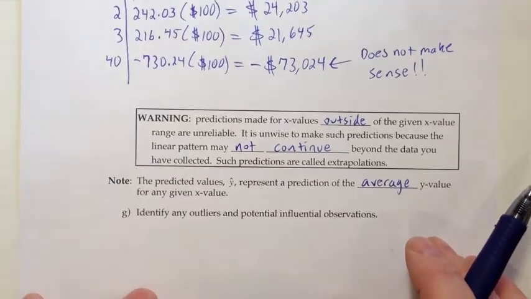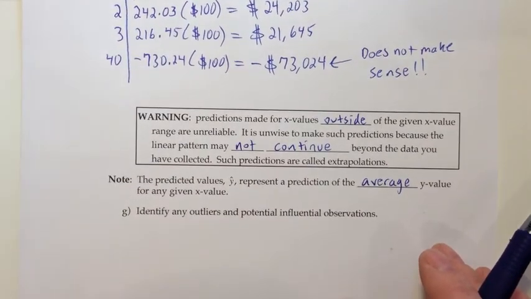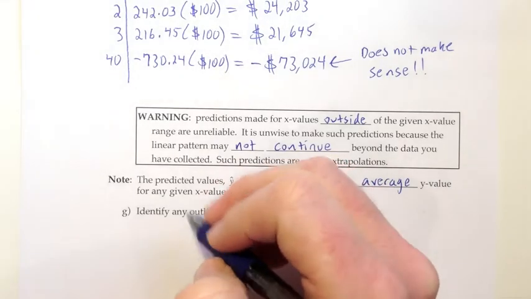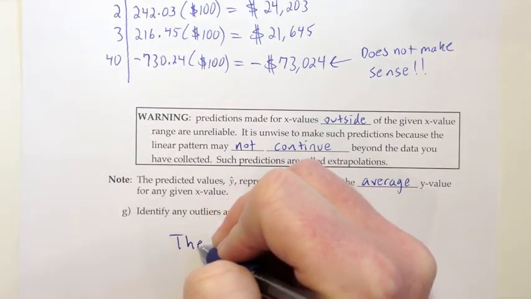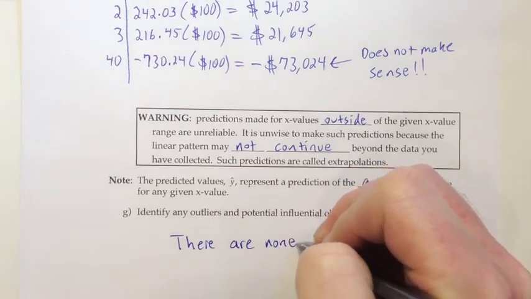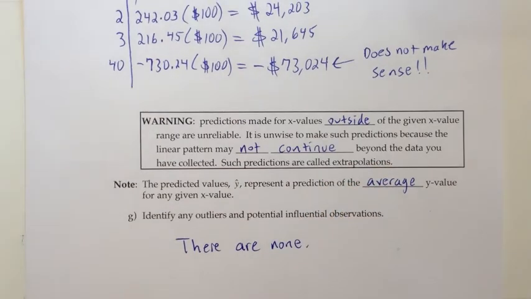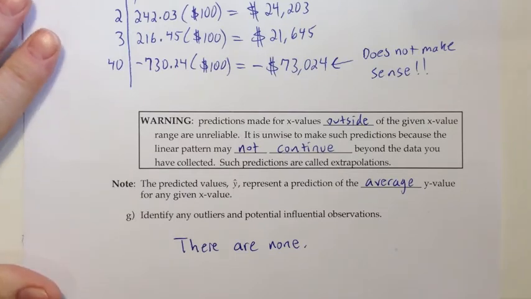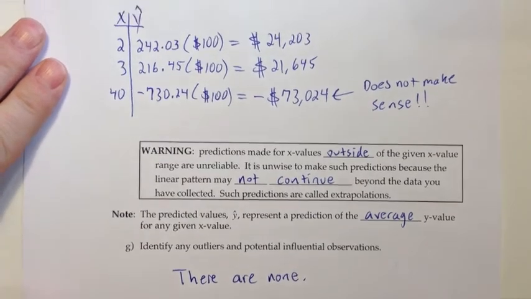And then as far as this last question goes, identify any outliers and potentially influential observations. Unfortunately, on this particular data set, I would say there are none. And I say unfortunately because it would be nice to show you an example of those. And I'm going to do that on the next page, but on this one, let's say there's not really any, if you were just to have a quick sense of it here.